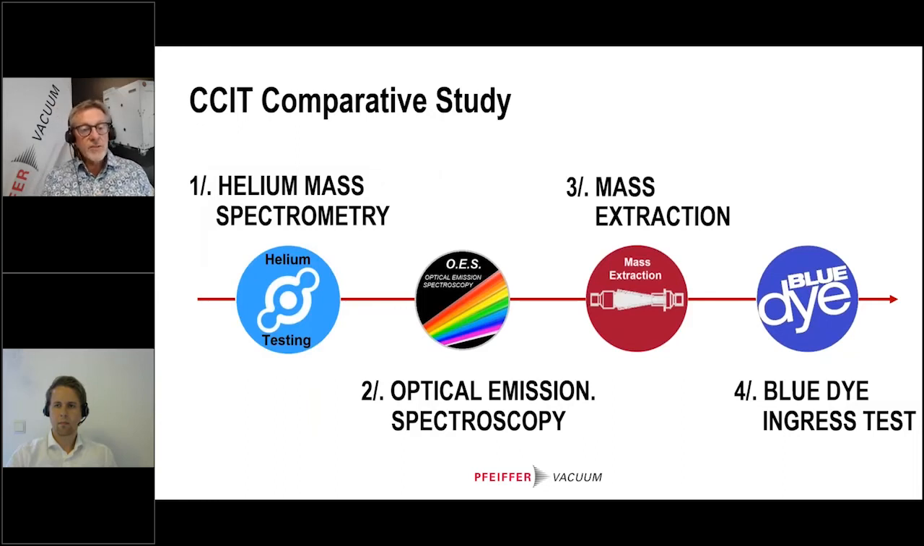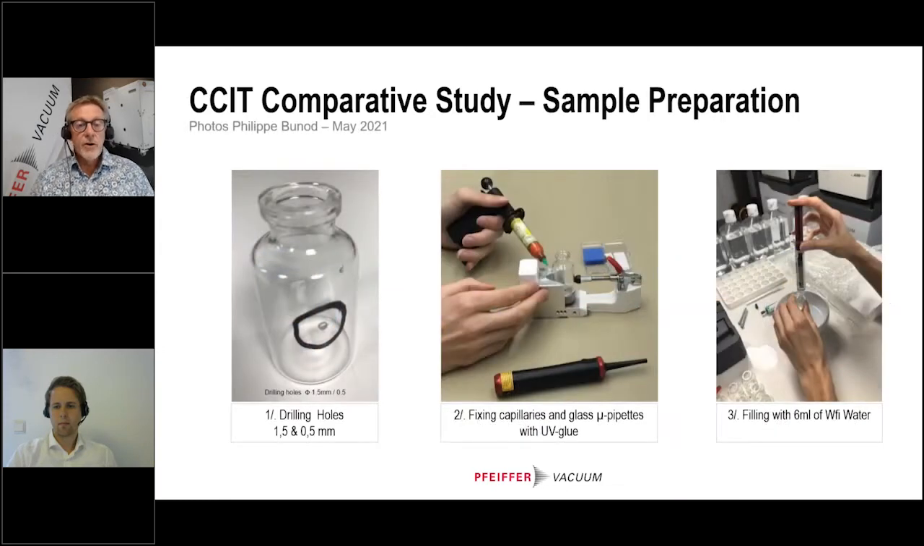So we make the test in this sequence: first helium mass spec, then optical emission spectroscopy, then mass extraction, and finally blue dye, because it's a destructive test, so we cannot retest. So we did the blue dye at the end. In total, we prepared more than 500 samples.